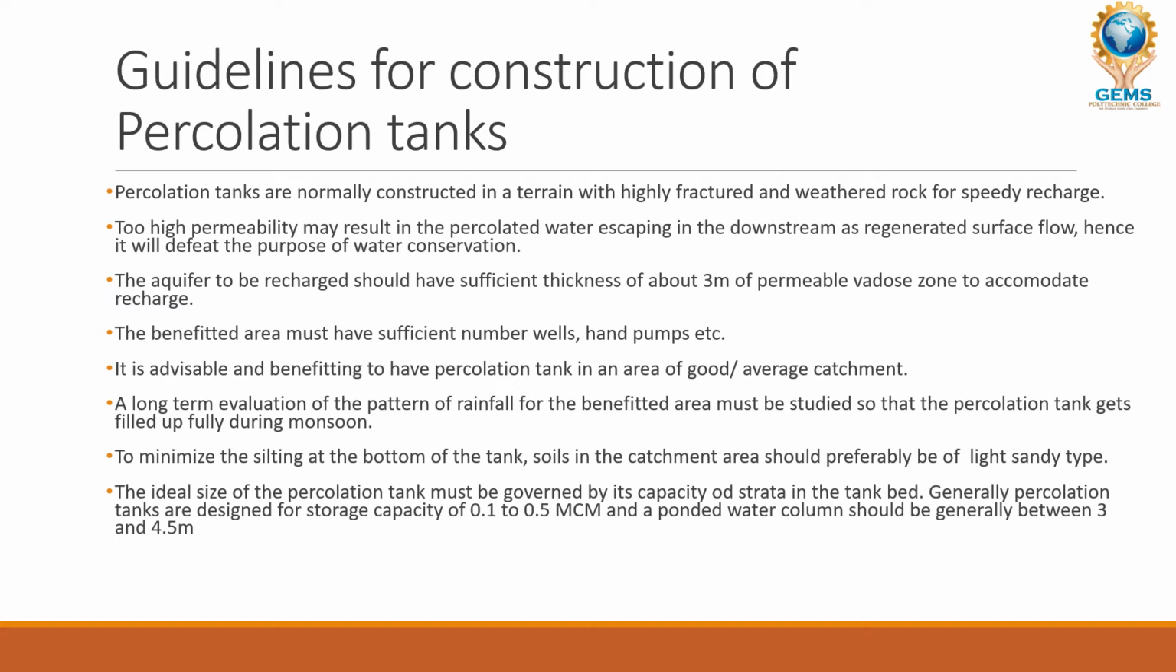Then the ninth point: the ideal size of the percolation tank must be governed by its capacity. This means percolation tanks are designed based on two parameters, the storage capacity and the depth. The storage capacity must be between 0.01 and 0.5 mcm, and the water column up to which it should be stored is 4.5 meters. The depth should be up to 4.5 meters.